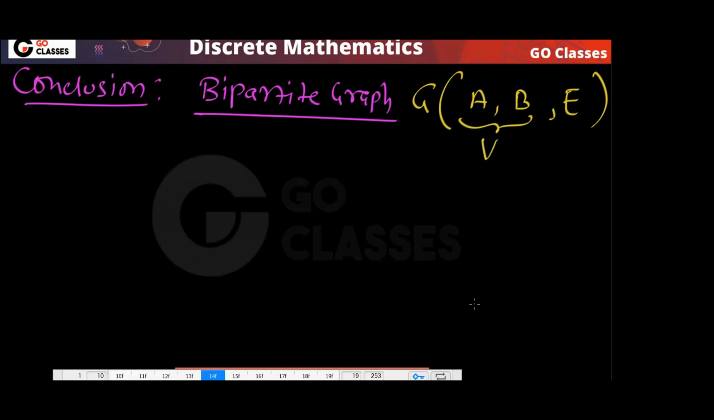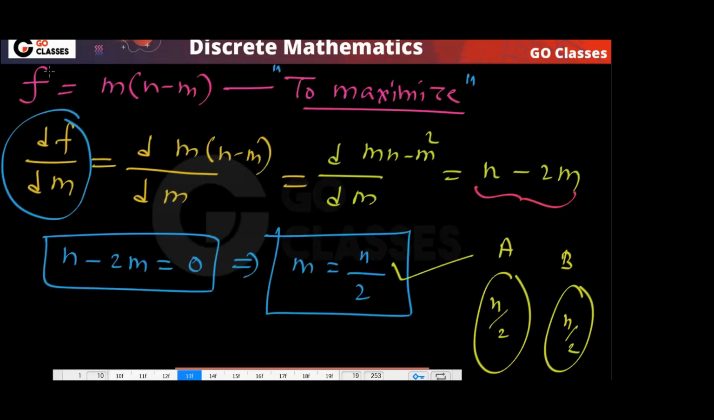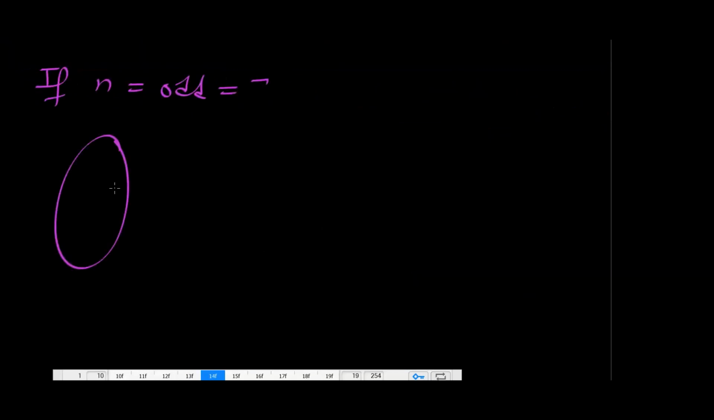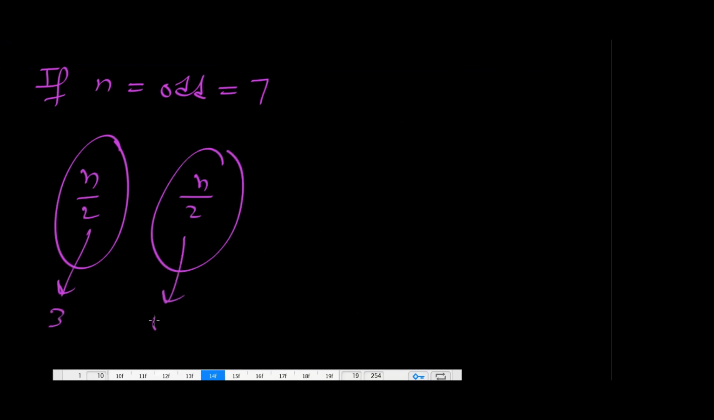What will you do if n is odd? Then it is very simple. For example, if n is 7, just put n by 2 elements on one side and n by 2 elements on the other. You can put 3 here and 4 here. So on one side you put n by 2 floor, on the other side you put n by 2 ceiling.